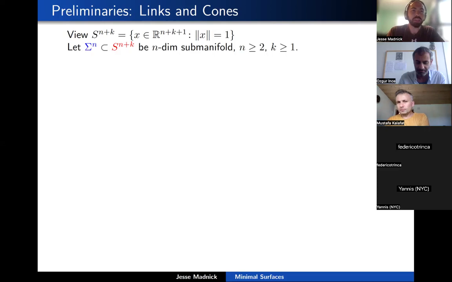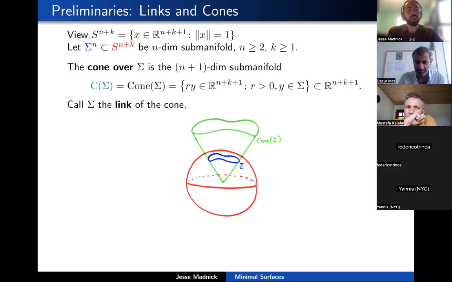So let me make that precise. We're going to think of the n plus k sphere throughout this talk as the unit sphere in R^(n+k+1), and we'll let sigma be an n-dimensional submanifold. For now, n is at least 2 and k is at least 1. Given such a submanifold sigma, we can define the cone over it. The cone over sigma is the n+1 dimensional submanifold defined like so: you just take sigma and scale it by r. In this context, we refer to sigma itself as the link of the cone.